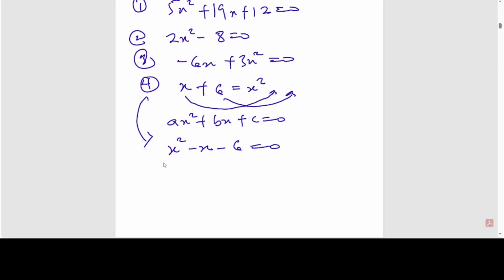Now we can identify our a, b, and c. Try that, pause the video and try that. So a is equal to 1, b is negative 1, and c is negative 6. I hope you had that one right.